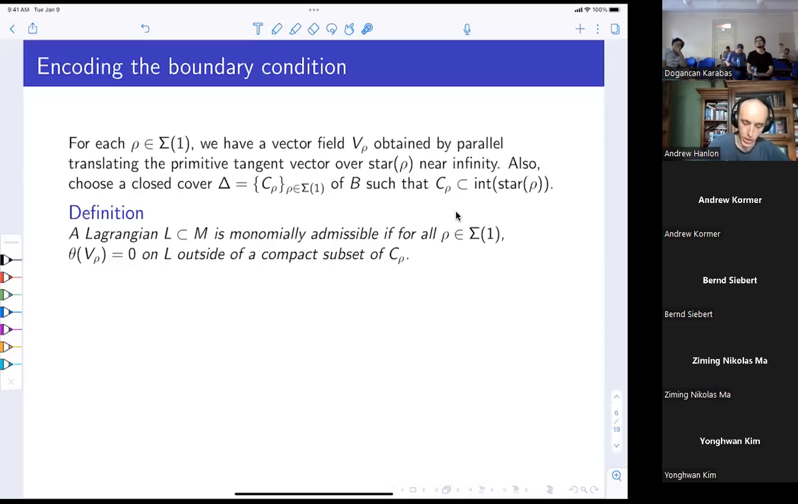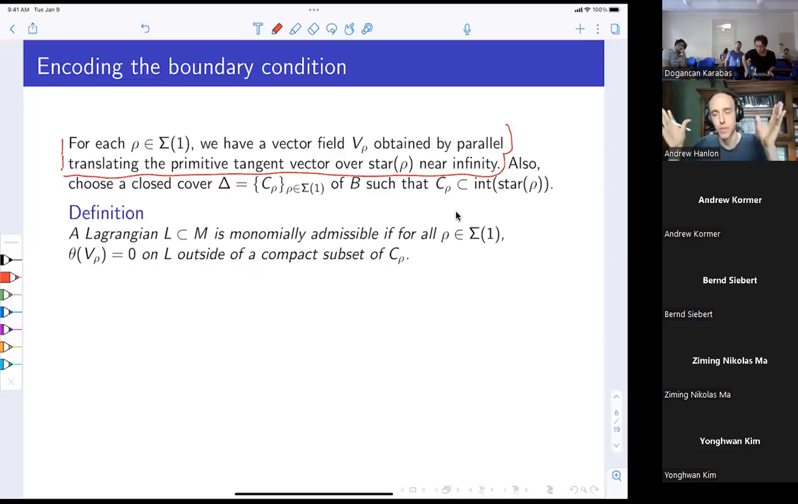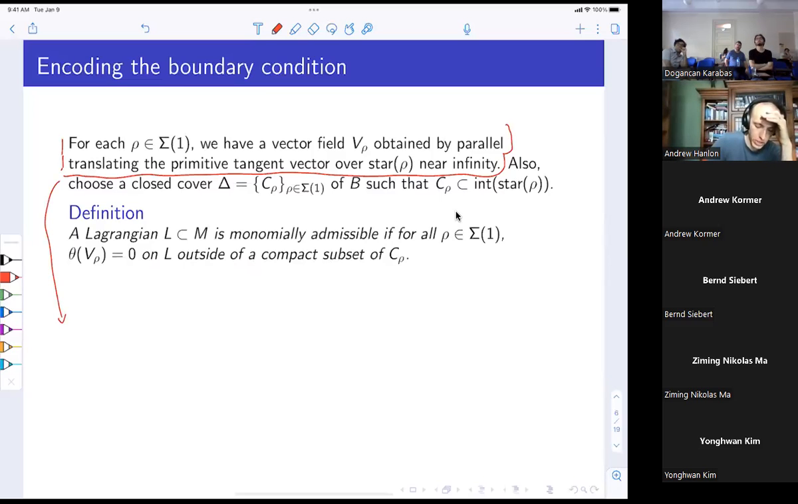So you have this fan in the base. And what you can do is for each ray, you have a vector field over the star of that ray, which is just defined by parallel transporting it. So near infinity, and by near infinity, I just mean outside of some large compact set, I need to say what to do with Lagrangians outside of some large compact set. So the picture here is, say that I had some piece of the fan that looks like this.